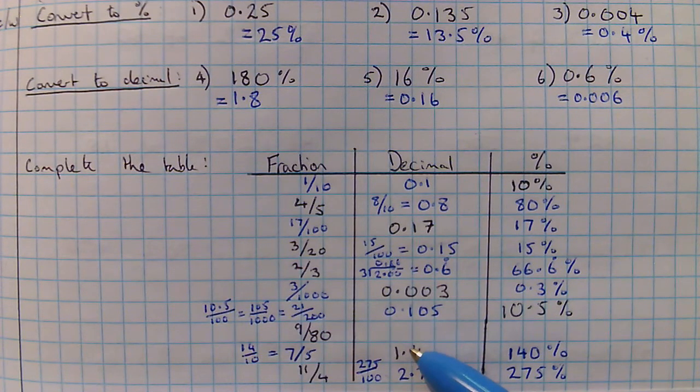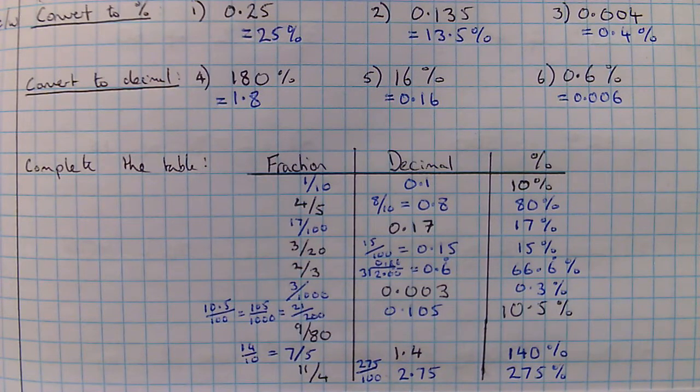Here you've got 1.4, which is 14 out of 10, simplifies to 7 out of 5, or 1 2/5, 140%. 11 out of 4, times it by 25. 11 times 25 gave you 275, which gives you 2.75 or 275%.